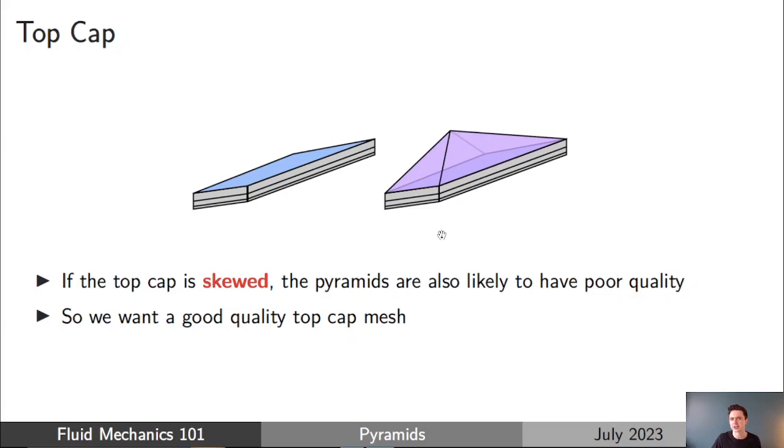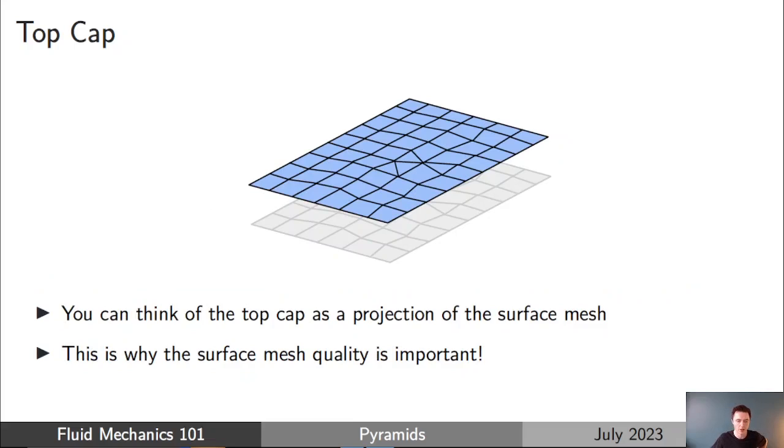So this general understanding is really telling us that we want a good quality top cap mesh. And this is probably not something you've thought about before. The top cap mesh is having implications for the tetrahedra and the pyramids that are grown from it. So the top cap mesh, how would you look at this in a mesh generator? Some mesh generators may not even give you the option of selecting or looking at the top cap itself.